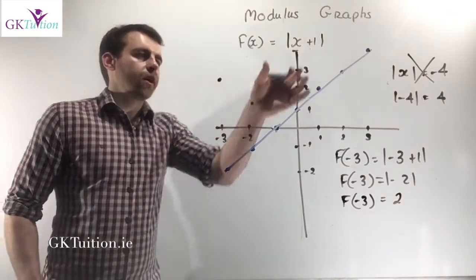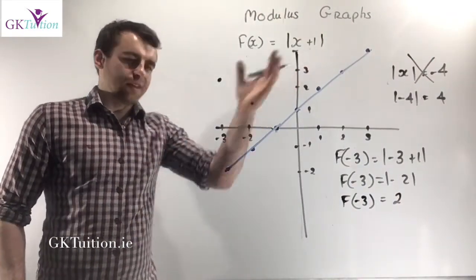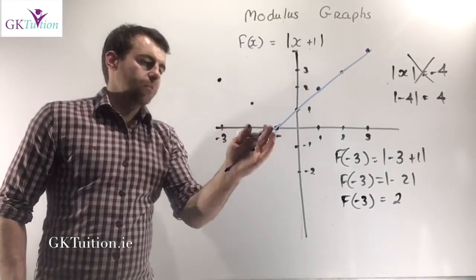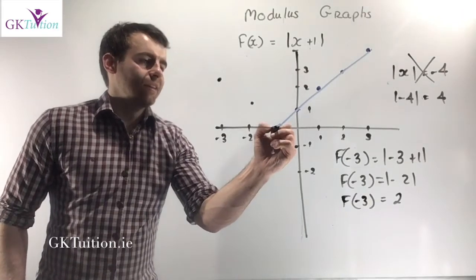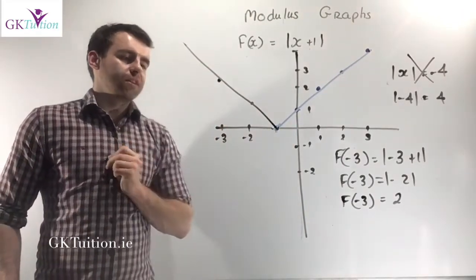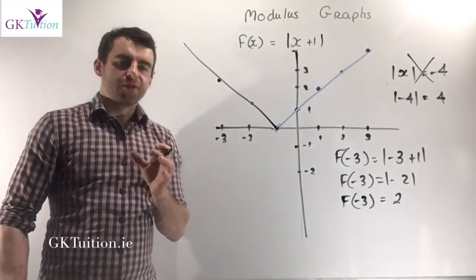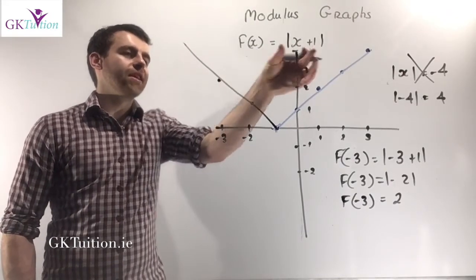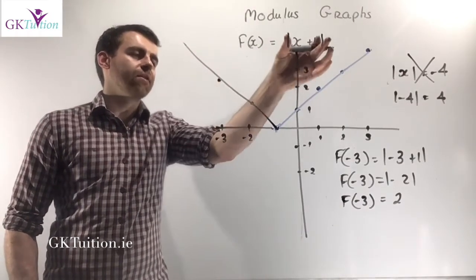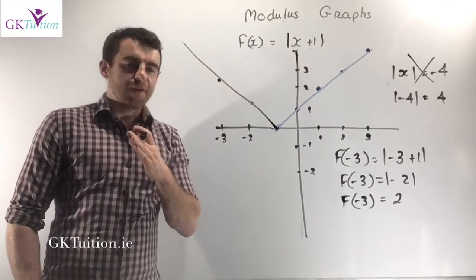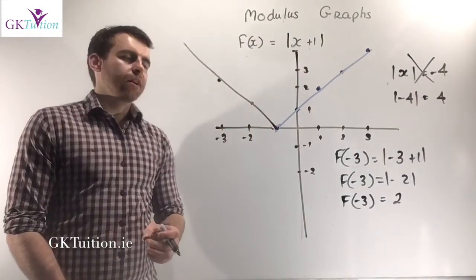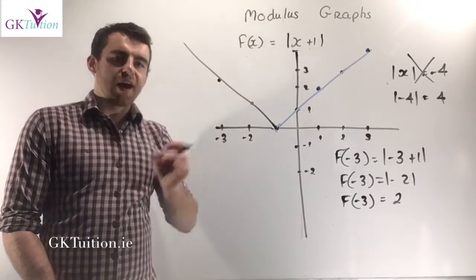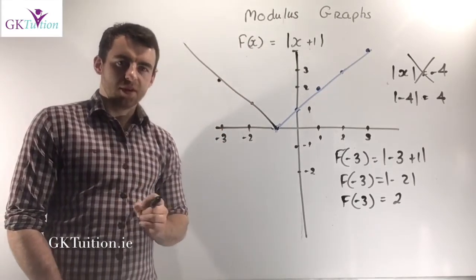So the original line without the modulus signs looks like this. But if I introduce the modulus signs, then this part of the graph is no longer present, and instead my graph goes in this direction. So for this video, we're going to be drawing graphs like this, modulus graphs. If you have f of x equals the modulus of something, invariably they're going to look like a V shape. So let's now have a look at how we could draw modulus graphs without drawing a table at all.